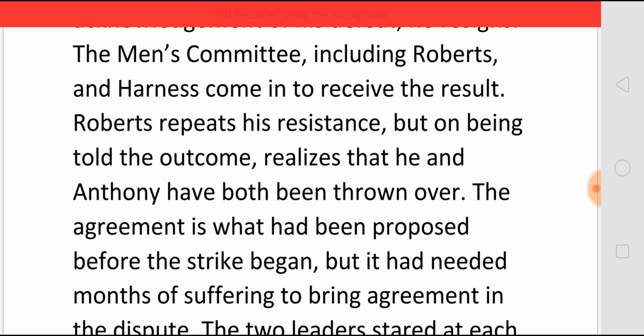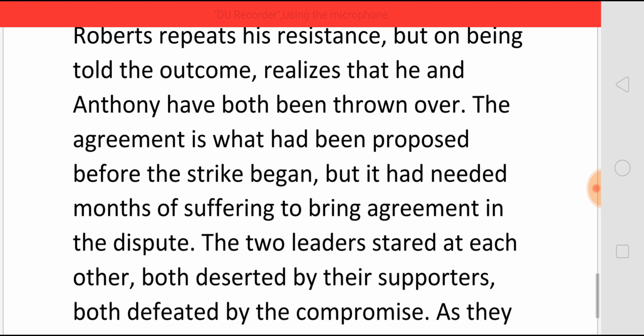The agreement is what had been proposed before the strike began, but it had needed months of suffering to bring agreement in the dispute. So, the same demands which were accepted by the directors before the strike began have been accepted now. But all these months of starving and suffering the workers had undergone were without any extra demands being accepted by the directors.